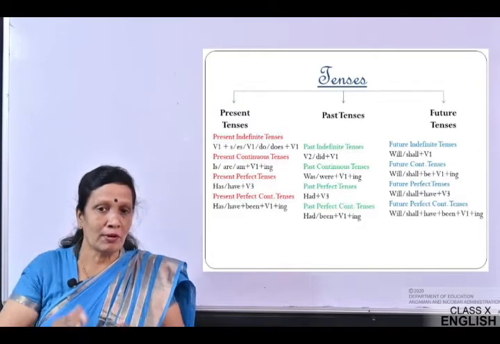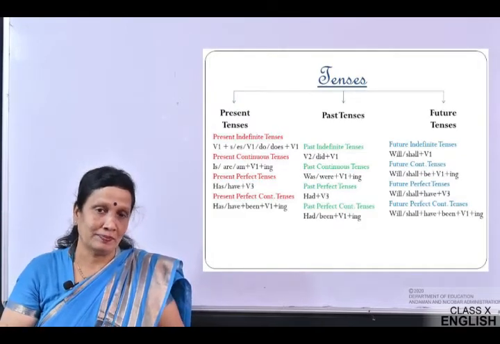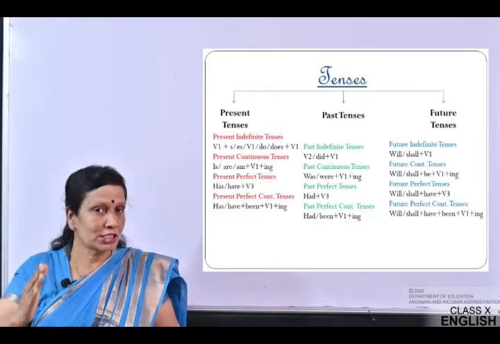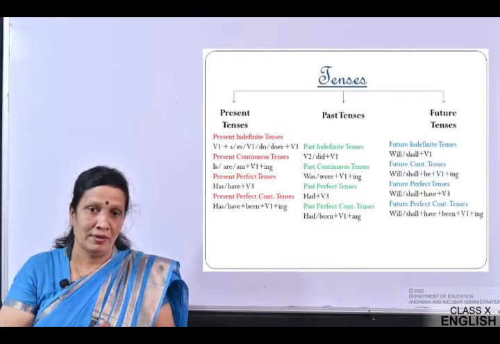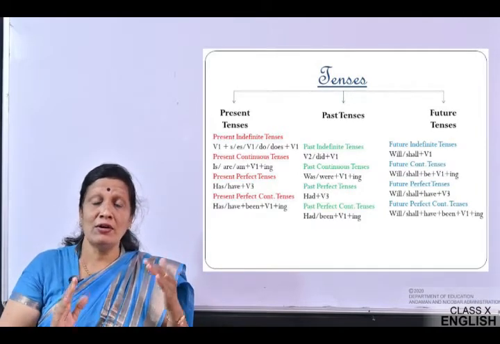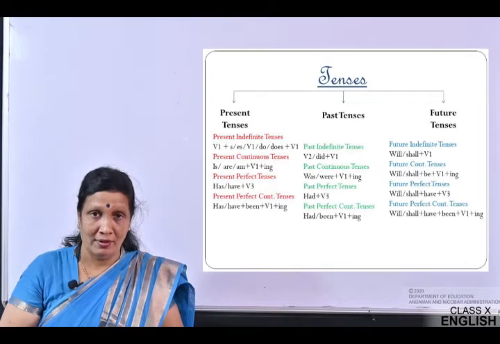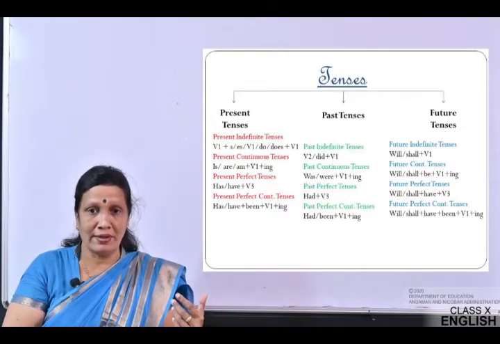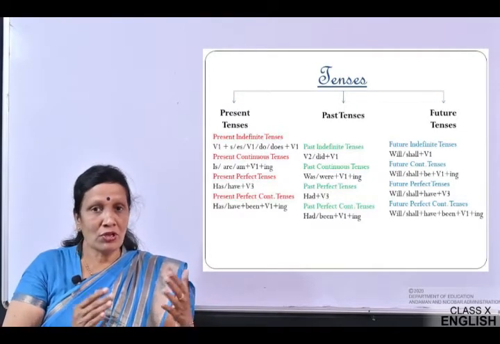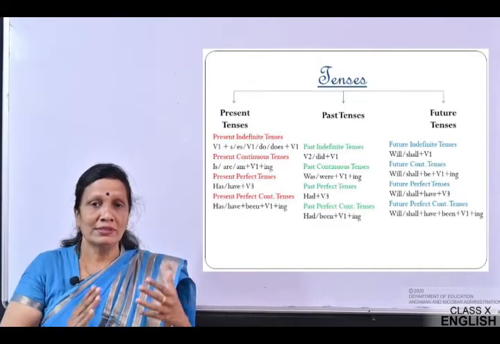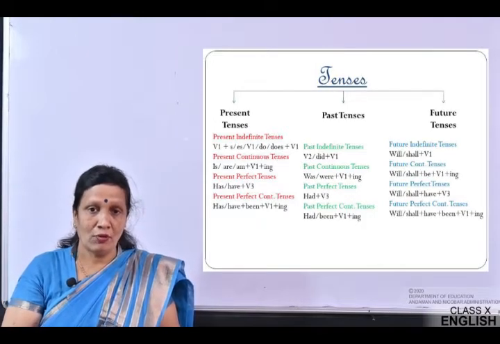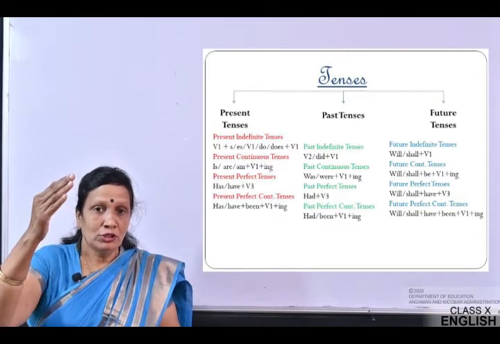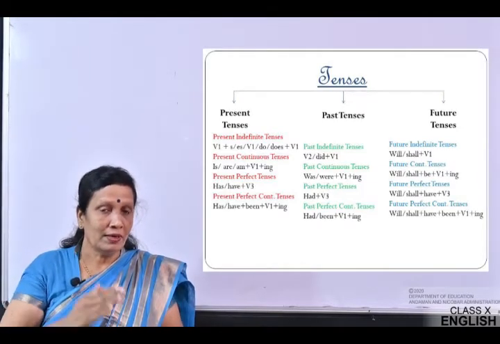Now present perfect continuous tense: has or have plus been plus the first form of the verb plus ing. It has been raining since morning. I have been living in this house for the last 1 year. The children have been playing in the ground since evening. So that is present perfect continuous. So we saw the different forms of verb in the present tense.